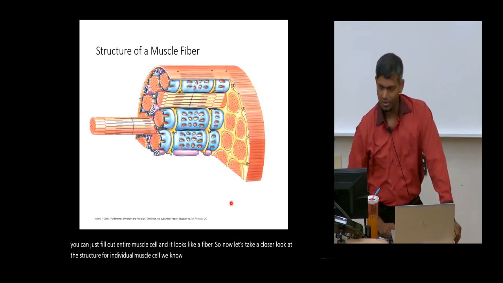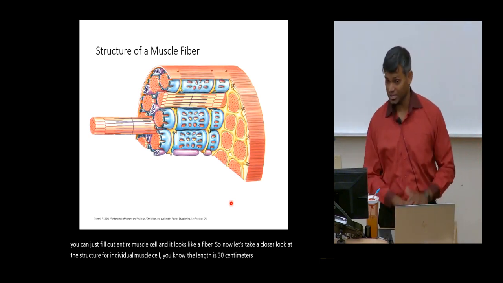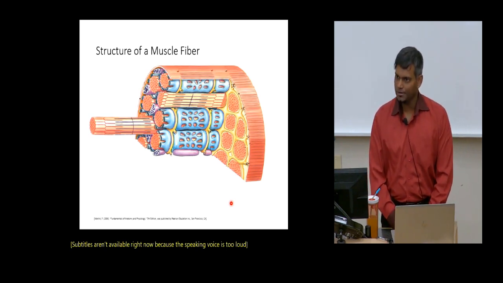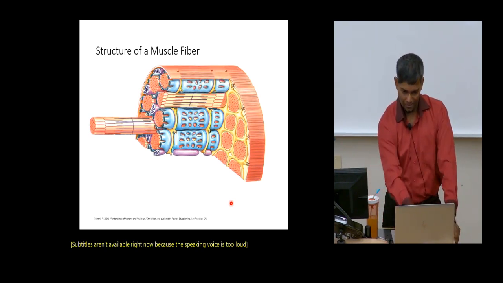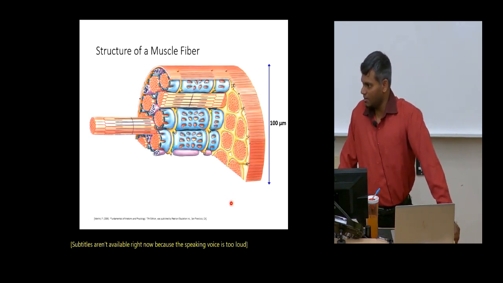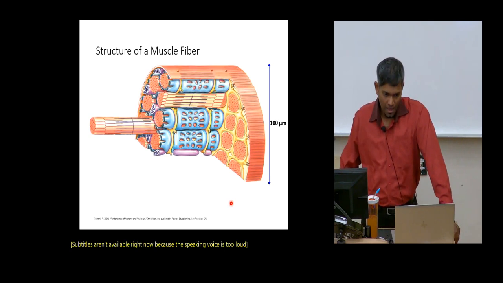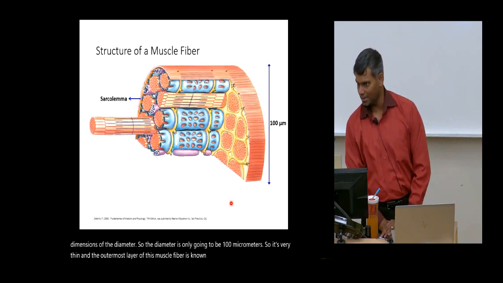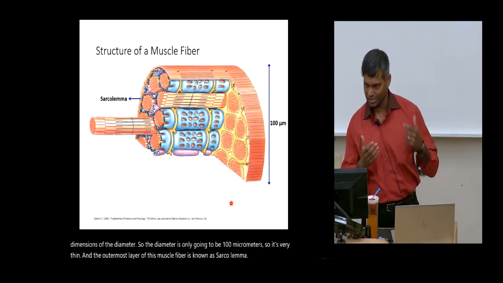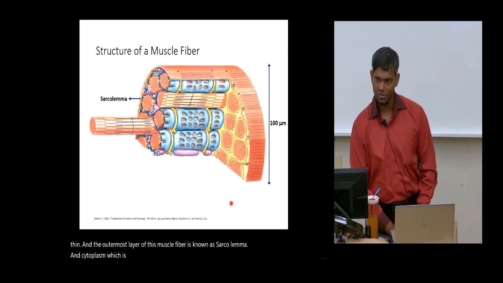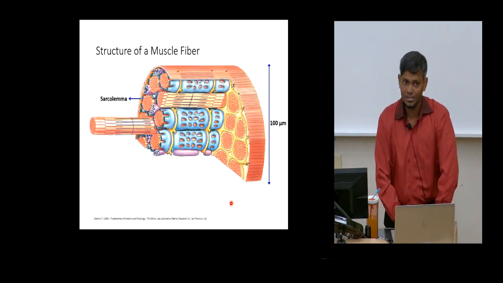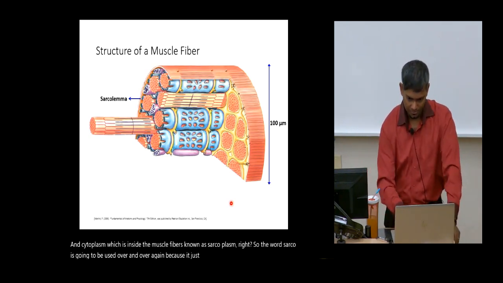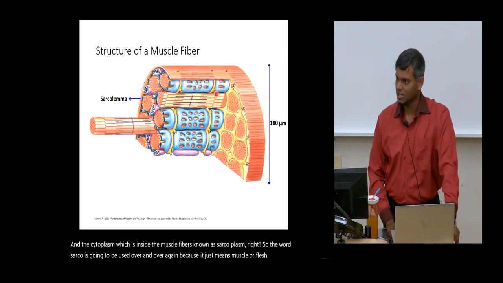We know the length is up to 30 centimeters long, depending on where in the body it's been extracted from. But let me point out something in regards to the dimensions of the diameter. So the diameter is only going to be 100 micrometers, right? So it's very thin. And the outermost layer of this muscle fiber is known as sarcolemma, and cytoplasm, which is inside the muscle fiber, is known as sarcoplasm. Right, so the word sarco is going to be used over and over again because it just means muscle or flesh.